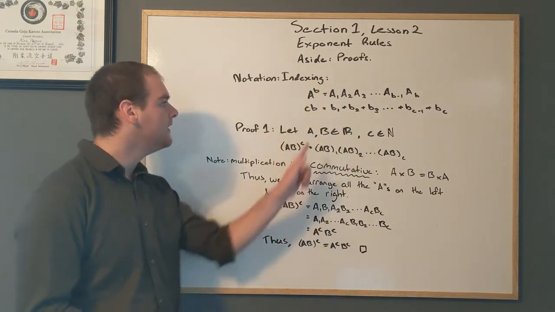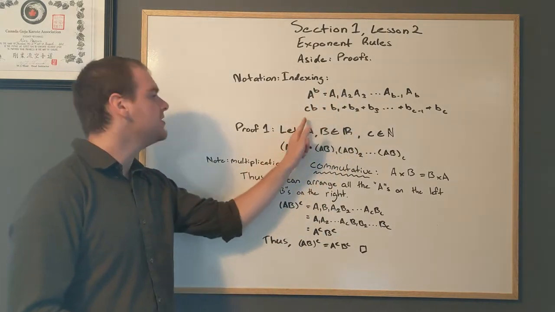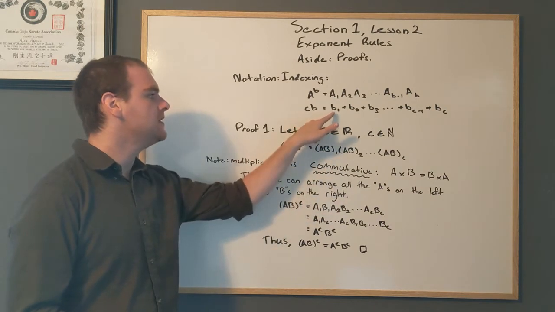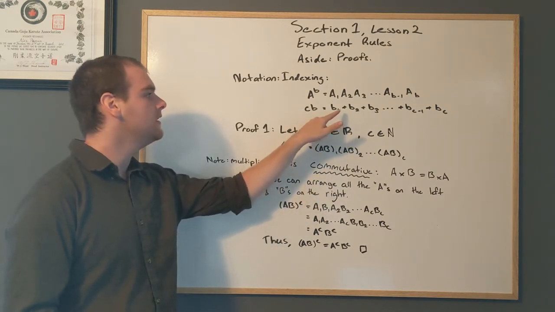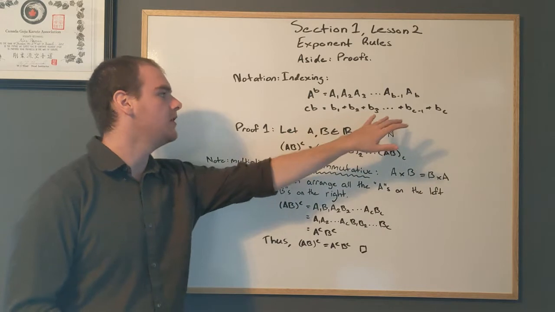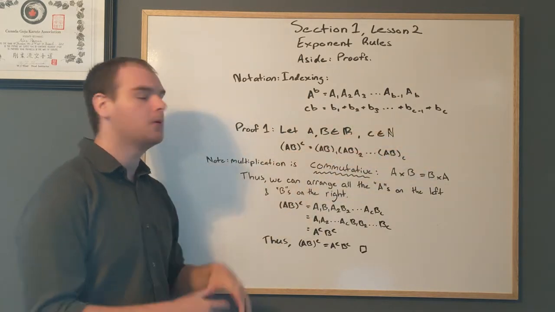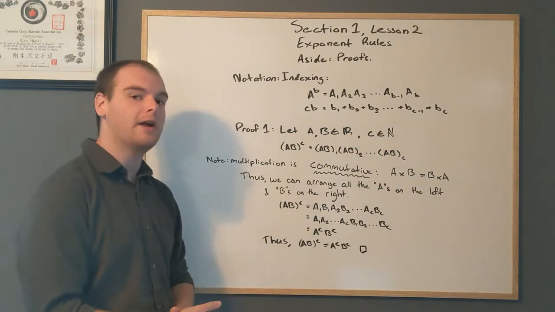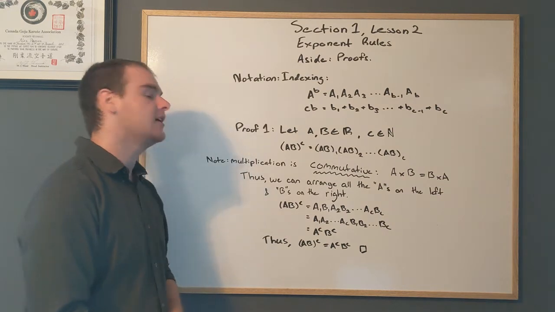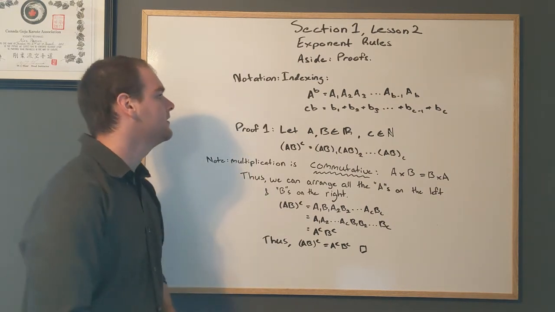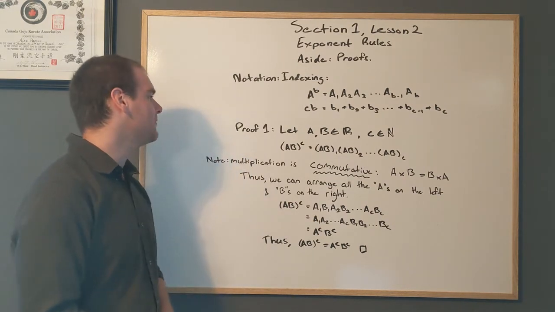Furthermore, we can do one for addition, where c times b is b subscript 1 plus b subscript 2, and so on. Again, this is just used for notating where in this addition I am. It can be used for rearranging and things like that. And now on to the first proof.